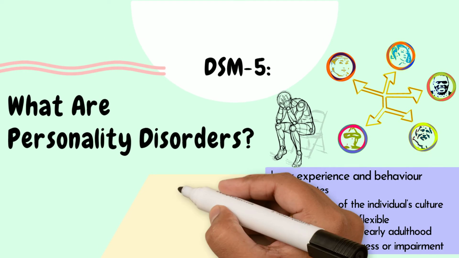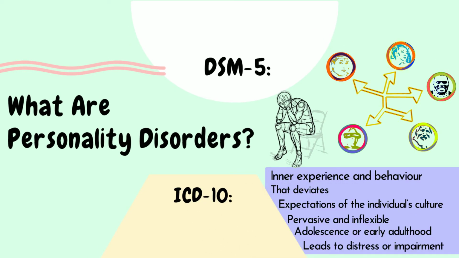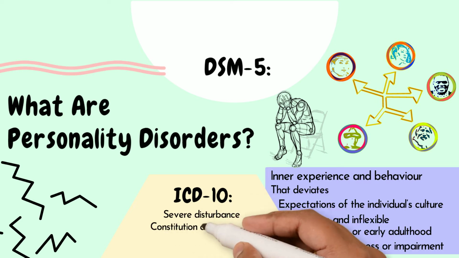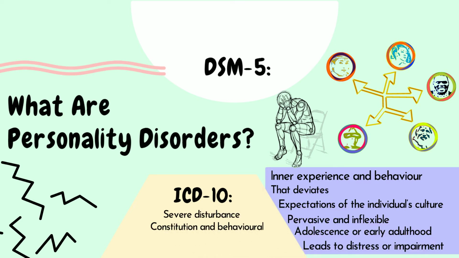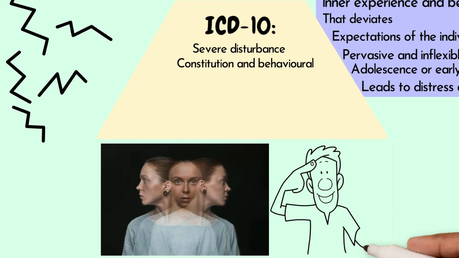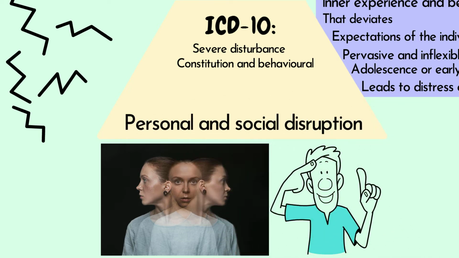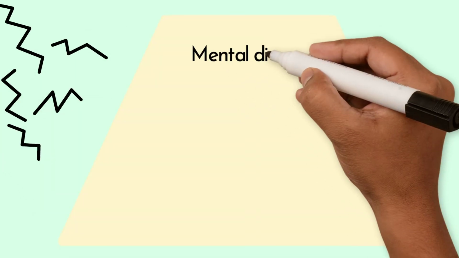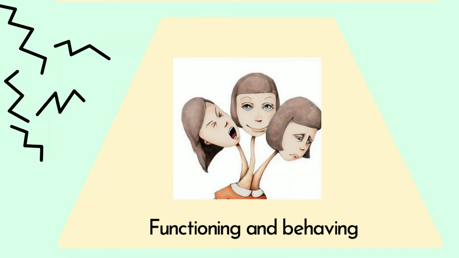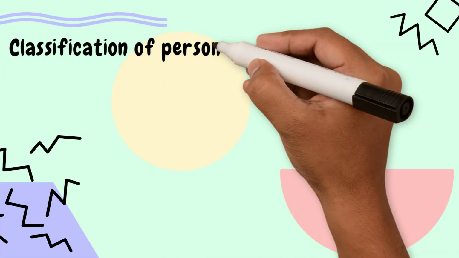According to ICD-10, a personality disorder is a severe disturbance in the characterological constitution and behavioral tendencies of the individual, usually involving several areas of the personality, and nearly always associated with considerable personal and social disruption. A personality disorder is a type of mental disorder in which you have a rigid and unhealthy pattern of thinking, functioning and behaving. Now let's see the classification of personality disorders.